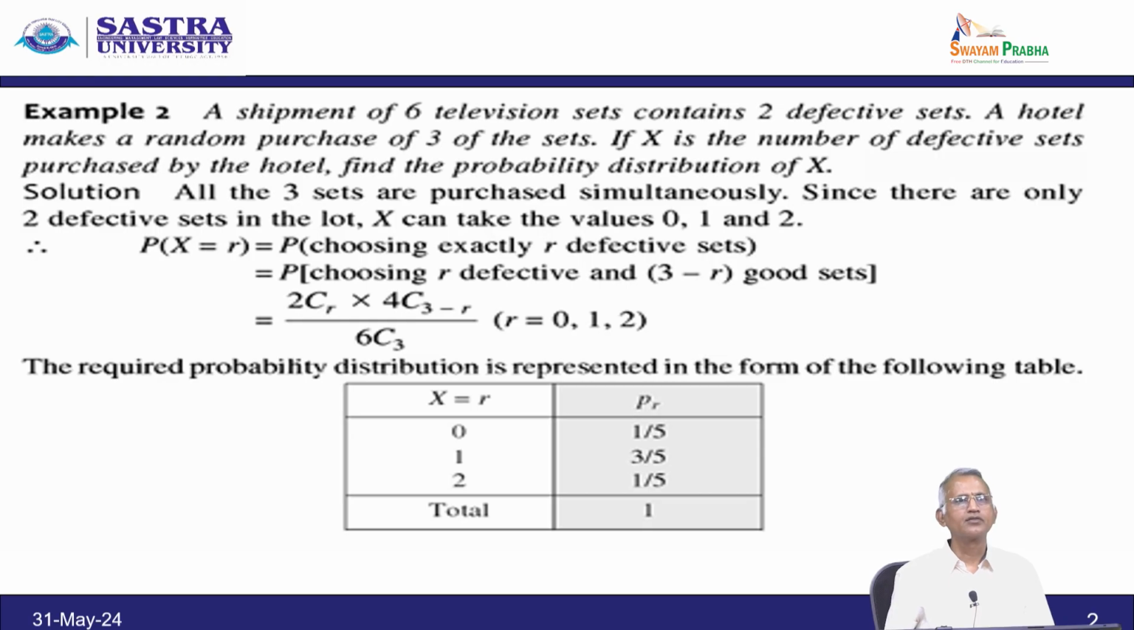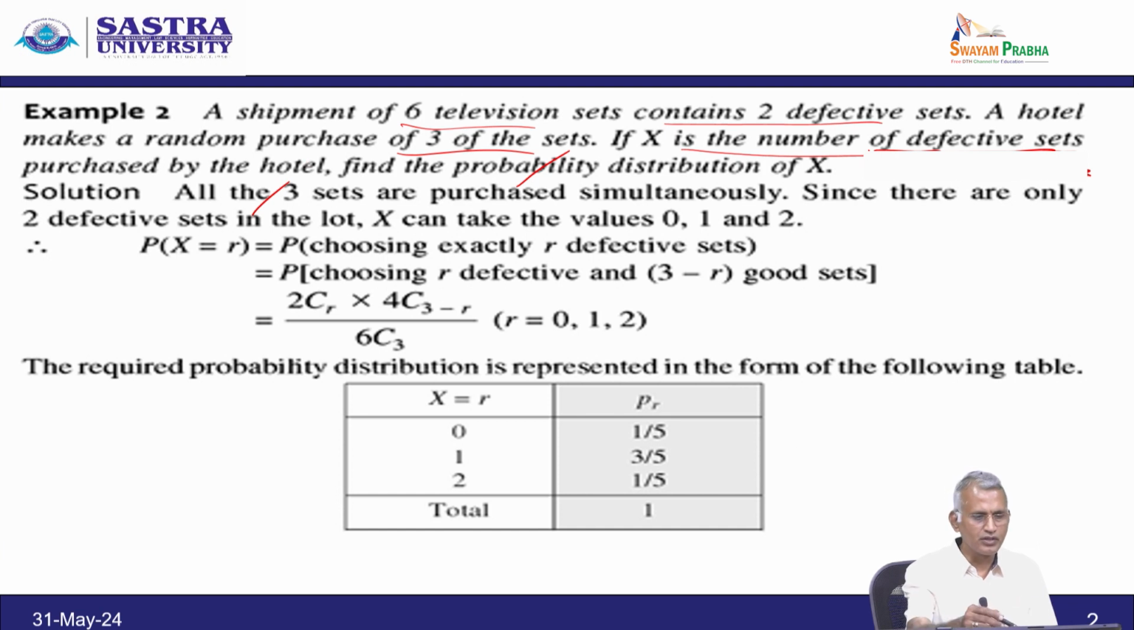Now, let us go on to discuss the second question. A shipment of 6 television sets contains 2 defective sets. A hotel makes a random purchase of 3 of the sets and x is the number of defective sets purchased by the hotel. Find the probability distribution of x. So, all the 3 sets are purchased simultaneously. Since there are only 2 defective sets in the lot, x can take the values 0, 1 and 2.